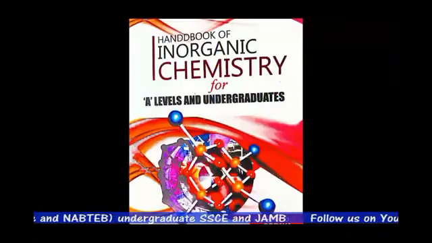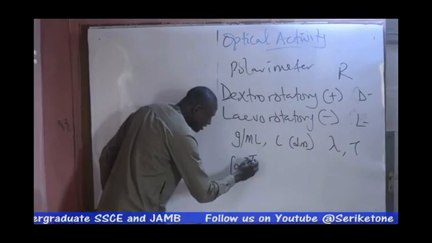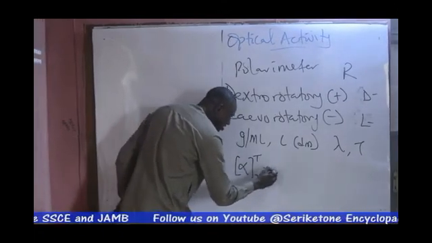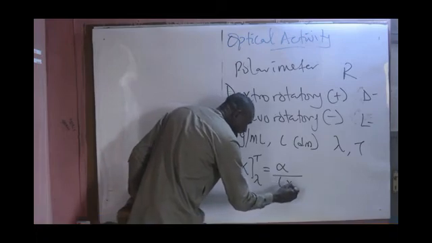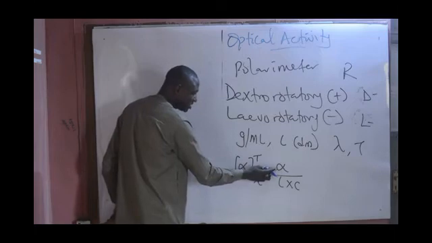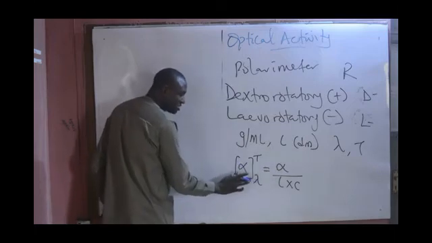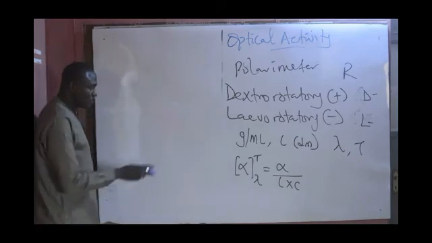So we can represent this as an equation: the specific rotation at a particular temperature and wavelength is equal to the observed rotation divided by the path length times the concentration in gram per milliliter. So this alpha indicates the observed rotation, and this alpha in brackets indicates the specific rotation of the molecule at a particular temperature and wavelength.